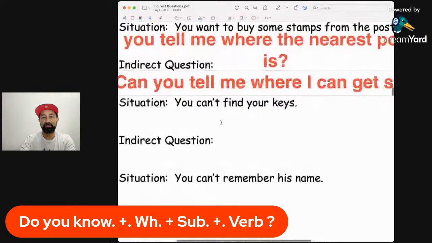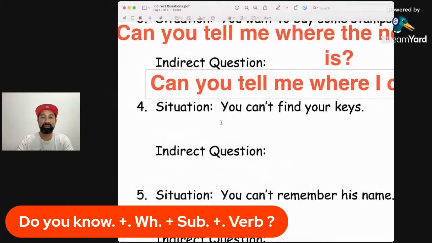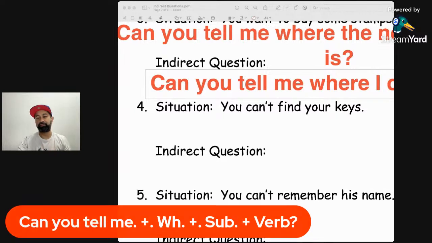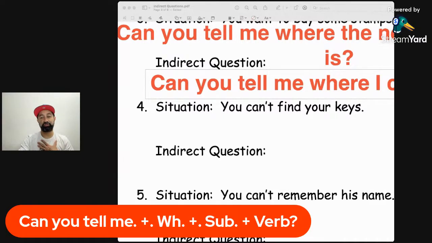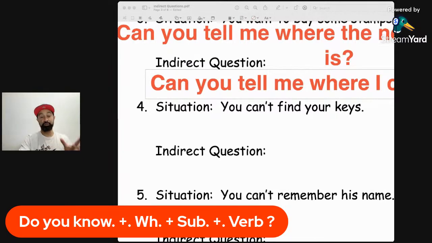Let's make this a little bit bigger for you guys. You can't find your keys. Let's imagine you're talking to your mom. Yeah, you've lost your keys. What will you ask your mom? Now, for me, I have to choose first. Can you tell me or do you know? For me, I'm going to choose do you know. Why do I choose do you know?